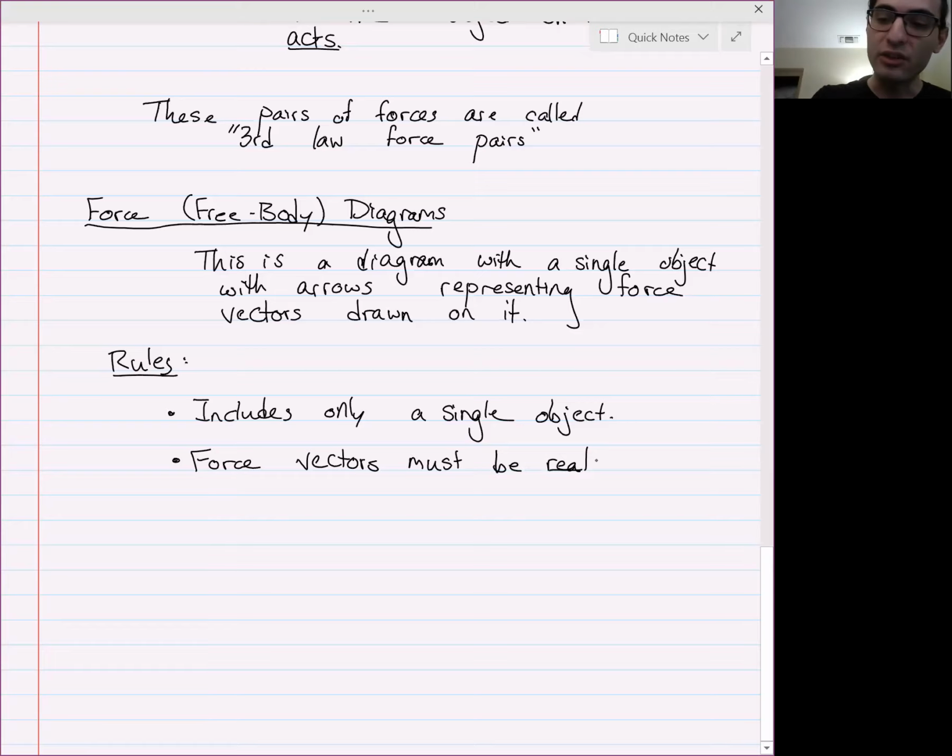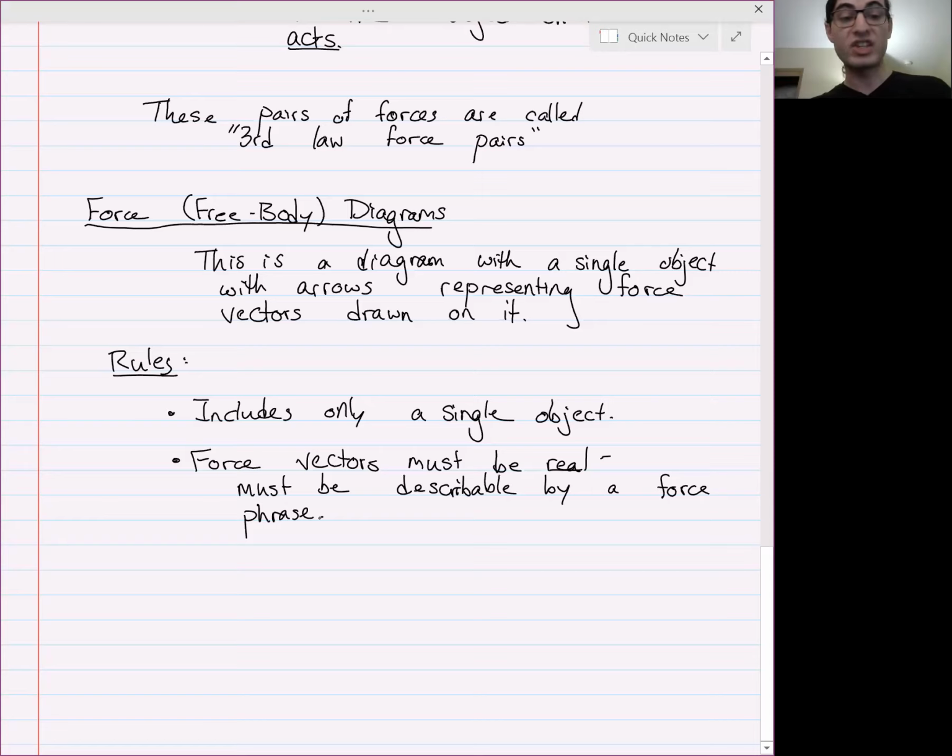So when I say a force vector must be real, it means that they must be able to be described by a force phrase. That just has to be the case. If it can't be described with a force phrase, then it doesn't go in a free body diagram. Another rule, only forces on the object are allowed.